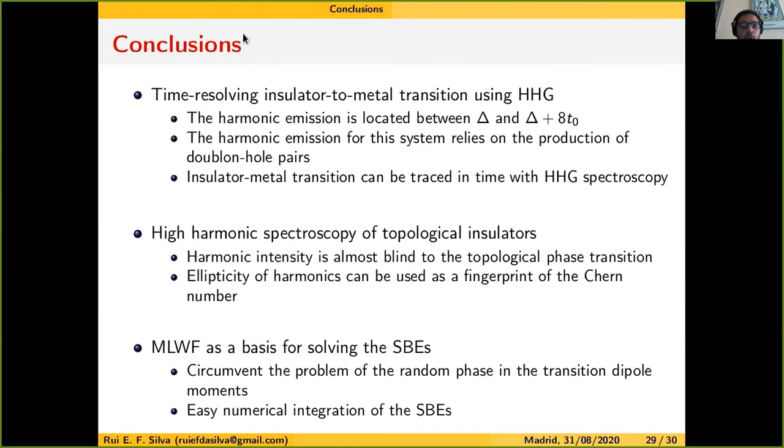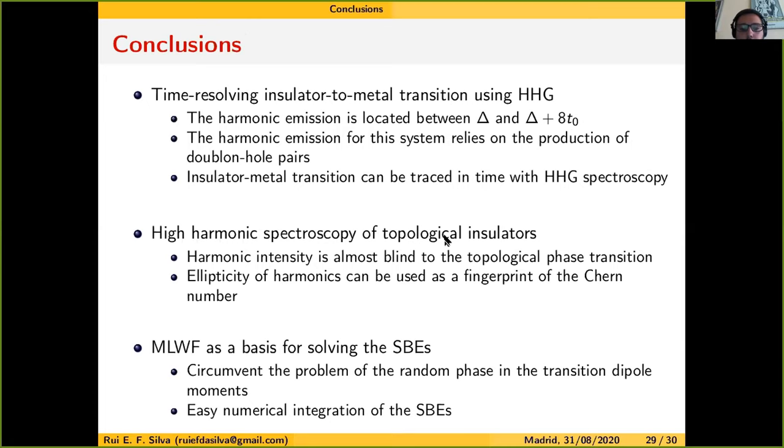To conclude, we have shown that we can time resolve the insulator to metal transition using high harmonic generation. The harmonic emission is located between the Mott gap and Mott gap plus omega. The harmonic emission relies on the production of doublon-hole pairs, and we can trace this insulator to metal transition using high harmonic generation spectroscopy.